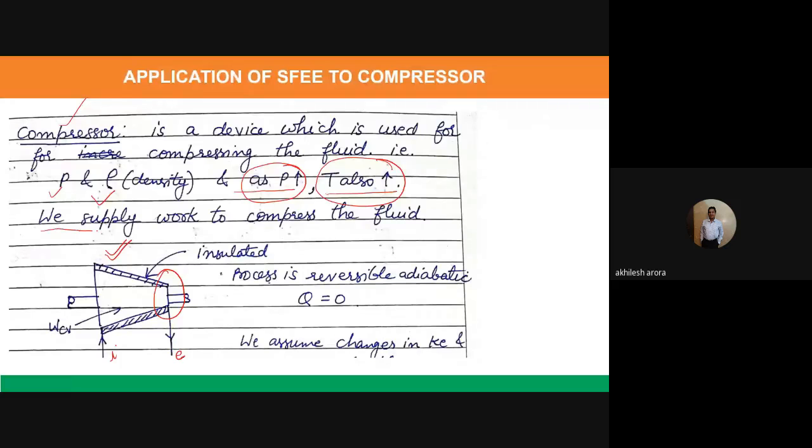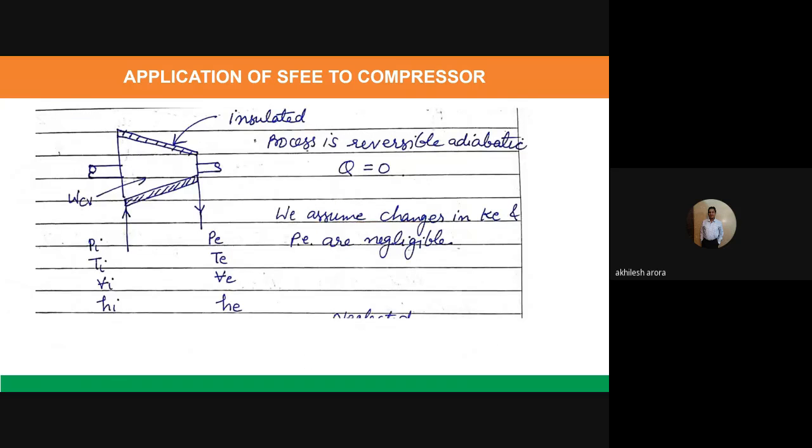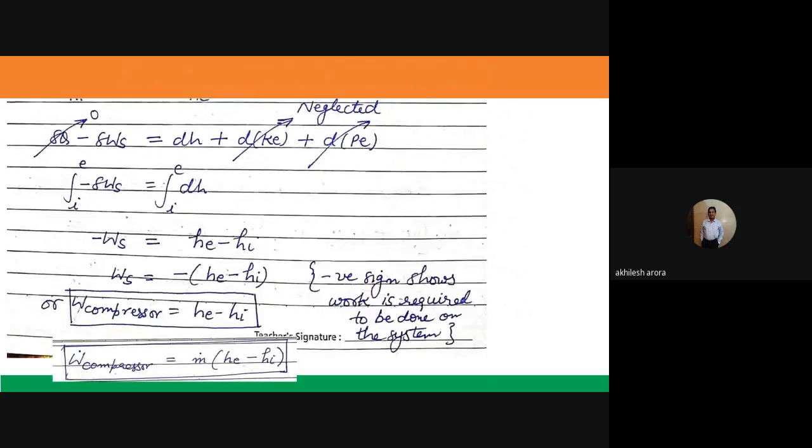We have written here also, we supply work to compress the fluid. So once again, it is insulated. We are considering the process to be reversible adiabatic. So QCV is equal to 0. We assume changes in kinetic and potential energy are negligible. We have considered it here, and then we can apply the steady flow energy equation.